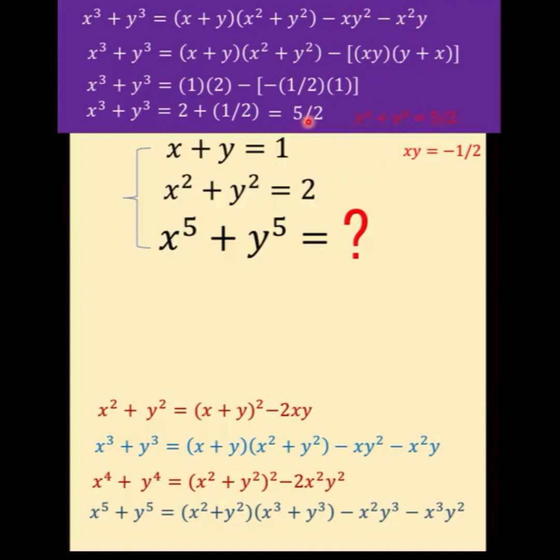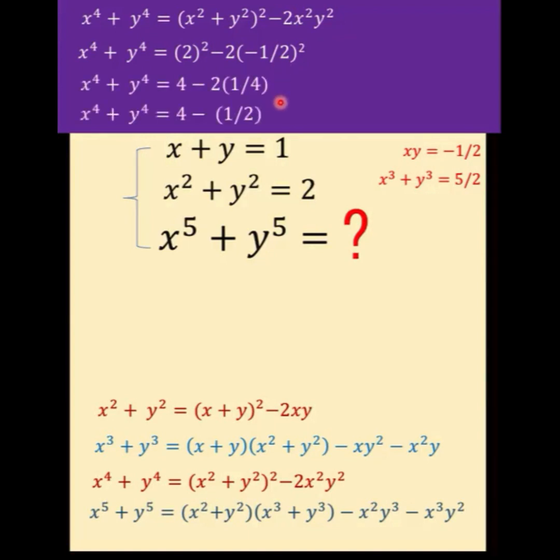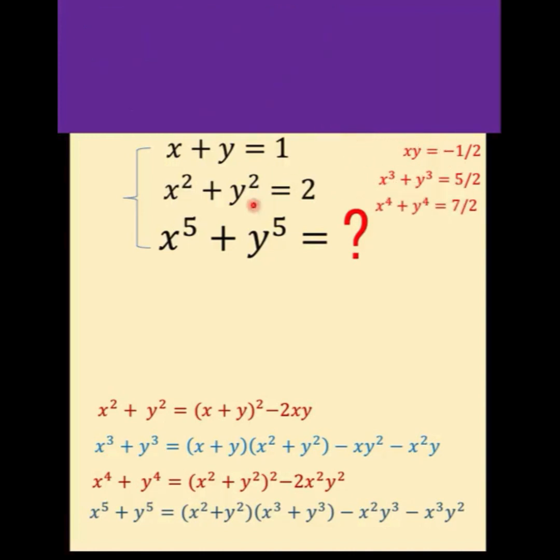Let's remember this value. Next, let's go to x to the fourth plus y to the fourth. Substituting 2 for x squared plus y squared, copy the exponent, copy minus 2, then x squared y squared is just the same as the quantity xy all raised to the second, and we know that xy is equal to negative 1/2, and so this becomes x to the fourth plus y to the fourth equals 7/2. Then we are now ready to find x to the fifth plus y to the fifth.